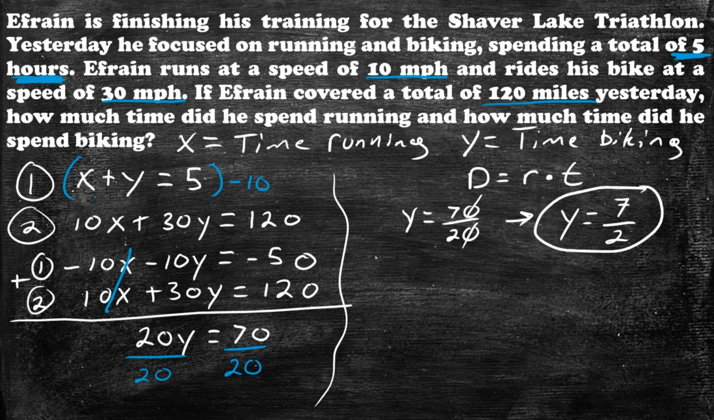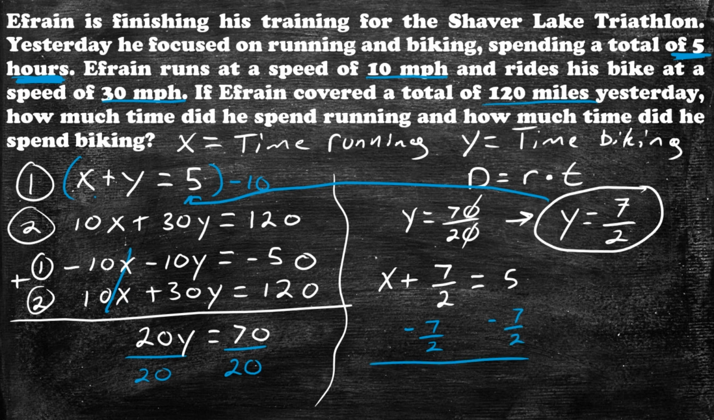All right, and that is our y value. Now what we want to do is find our x value, and we take this y that we found and we plug it in to equation number 1 here. So we have x plus 7 over 2, which is our y, is equal to 5. And then we subtract 7 over 2 from both sides. And what we get here is x is equal to, so 5 would be 10 over 2 minus 7 over 2 is 3 over 2.